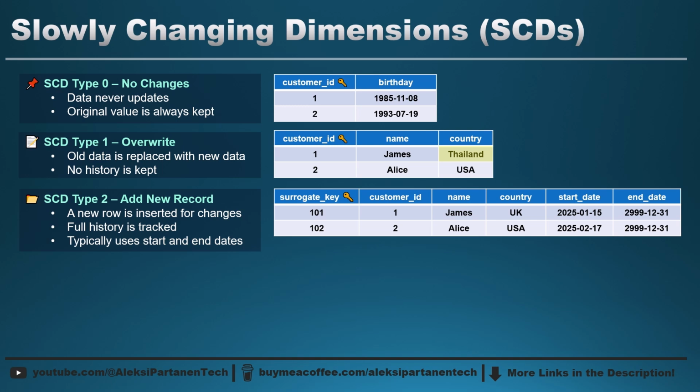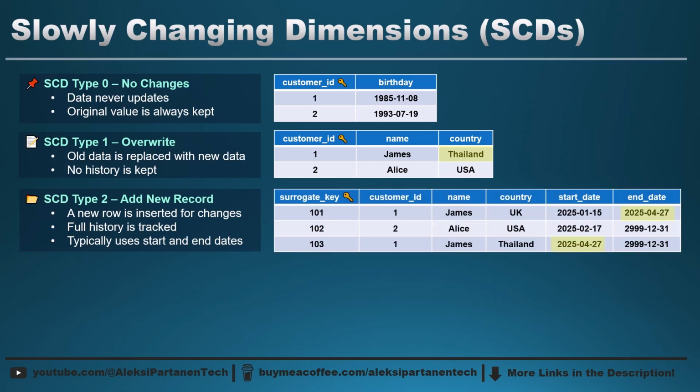If we repeat the same situation that we had with James, that he moves to Thailand from UK, in type 2 we would then create a new row and end the previous version of that row and start a new row from the same date as the previous one ended. Also, we have a new surrogate key for the new row, since now we would have a duplicate in the table if we would use the customer ID as the primary key for this dimension.